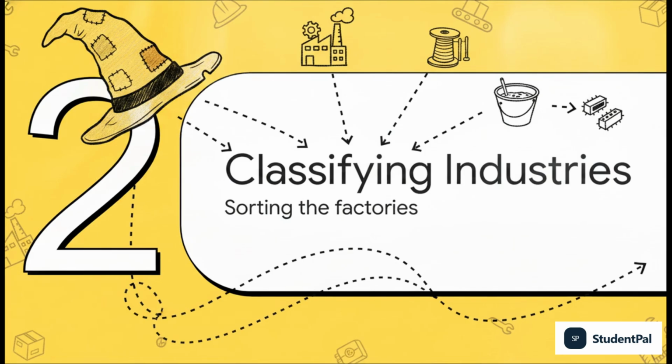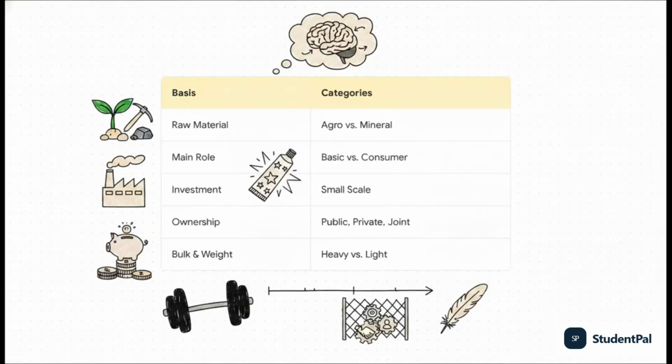Section 2, how we classify industries. Now, the manufacturing sector in India is, well, it's massive. To make any sense of it, we kind of need a sorting hat, right? We need logical buckets to organize every mill and factory so we can understand how they work. We can classify them based on their raw materials. Are they agro-based, getting stuff from farms, or mineral-based, pulling from the earth?